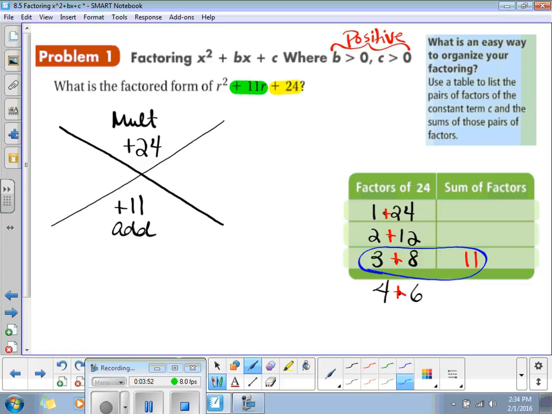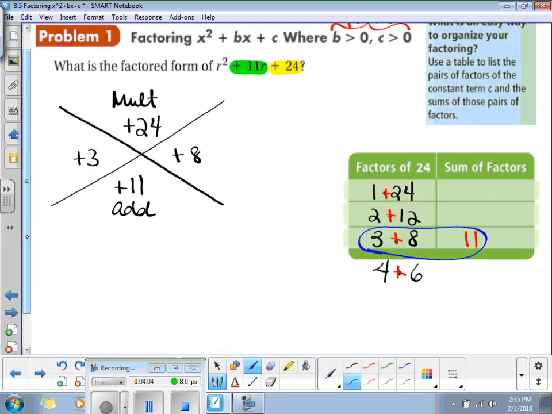Is everybody clear? So those numbers go over here in our x. We've got a positive 3 and a positive 8. Does it matter which side you pick on? No, it does not. It does not matter.